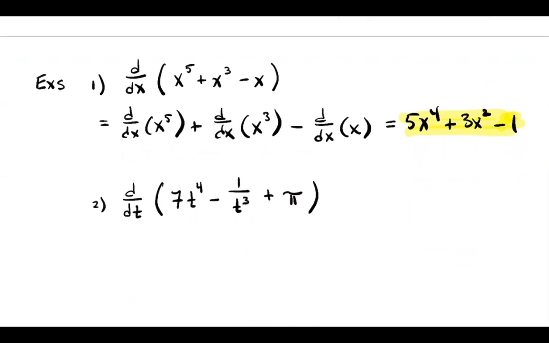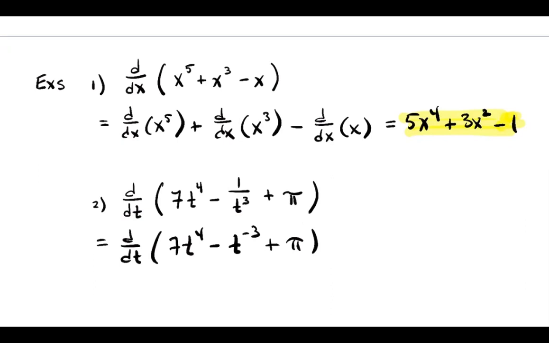Maybe before I write it, I kind of mixed something in here. I'm taking the derivative of, well, 7t to the fourth. What power of x is this, 1 over t cubed? You have to manipulate that a little bit before it's ready for the power rule. You want to write that as t to the negative 3. So for the power rule, you always want things written as an exponent, no fractions. So 1 over t cubed is t to the negative 3.